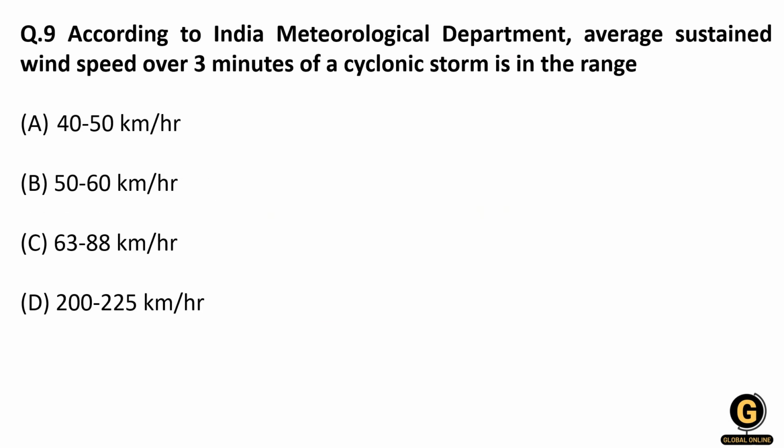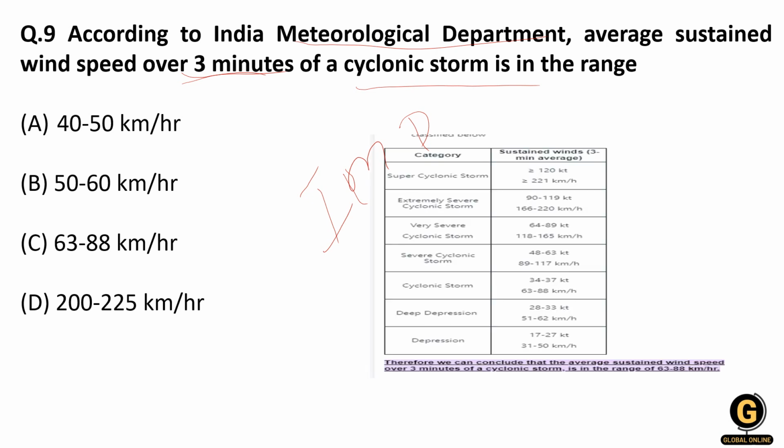According to the Indian Meteorological Department, IMD, the average sustained speed over 3 minutes of a cyclonic storm is in the range. The Indian Meteorological Department, IMD, is situated in New Delhi, and it gives a particular range of wind speed over 3 minutes. Based on that, we can decide what type of cyclonic storm this is, and this is the chart that you can remember. You don't have to remember everything.